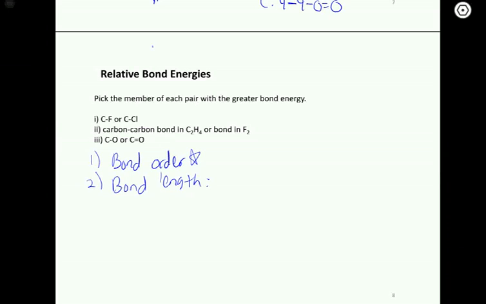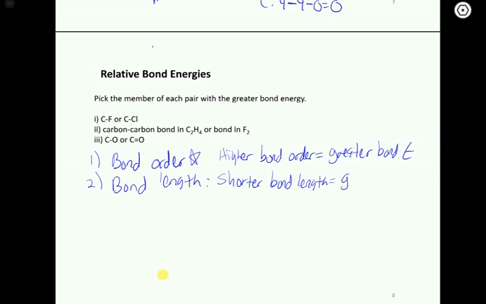But in many of these examples, the bond order is the same, so then we have to look at bond length. So for bond order, higher bond order equals greater bond energy or stronger bond, however you want to think about it. And then for bond length, it's sort of an inverse relationship. The shorter bond length gives us the greater bond energy. Alright, so those are the 2 things we're going to look at for these.